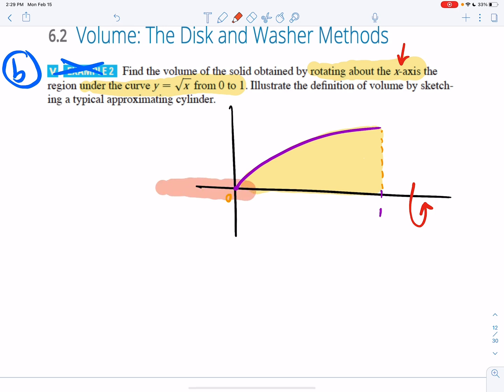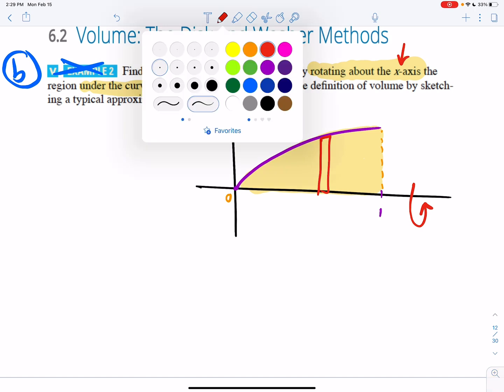We have a horizontal axis of revolution, so that implies that we should have a vertical rectangle. Okay, so I'm going to draw a sample vertical rectangle. We know it's vertical because it has to be perpendicular. It's silly, but it'll click with you guys. All right, here we go.